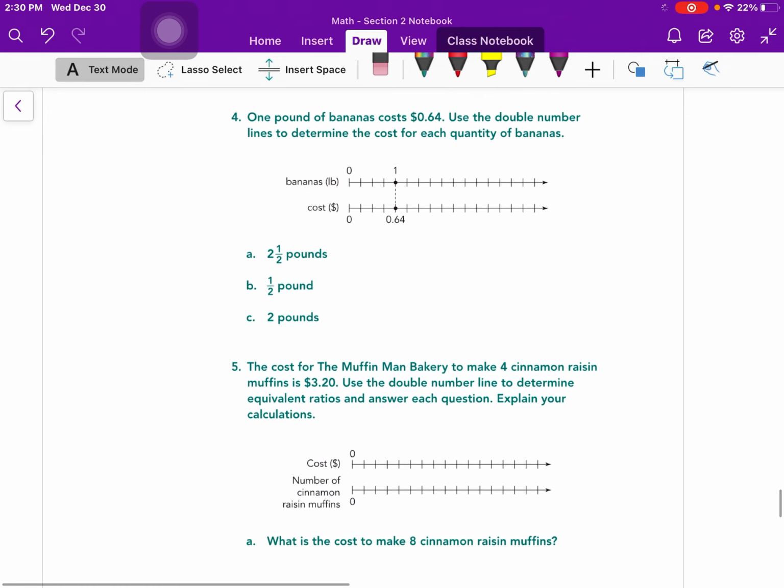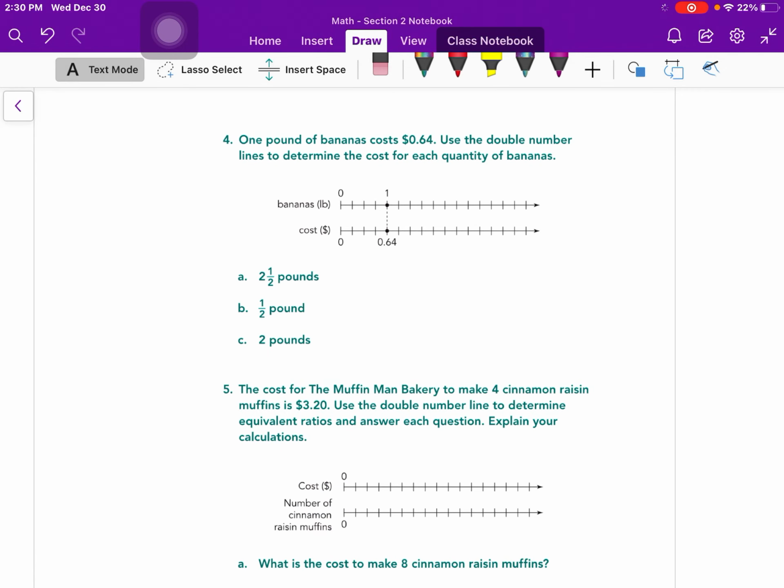We've got a couple left here, so let's try to get through these. Okay, so if 1 pound of banana is 64 cents, they're asking how much is 2.5 pounds, a half a pound, and 2 pounds. All right, well, it took 4 hash marks to get to 1, okay? So right here must be where half a pound is.